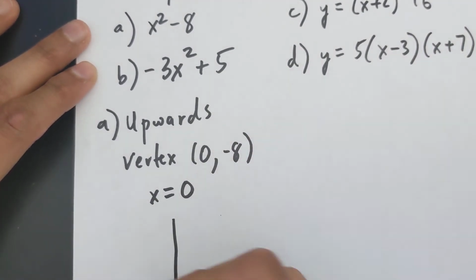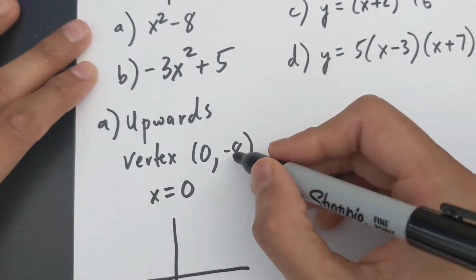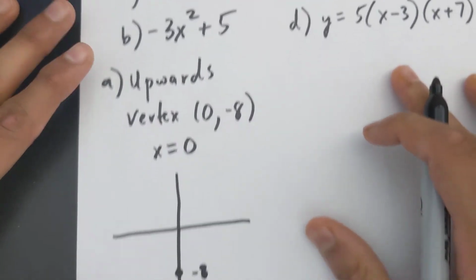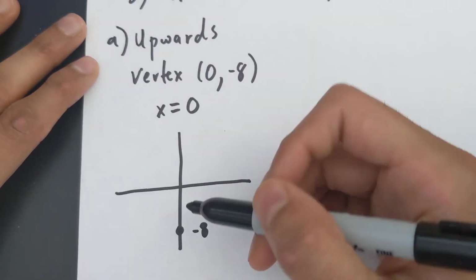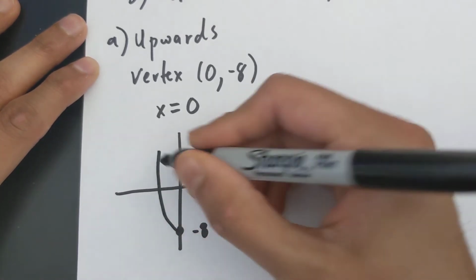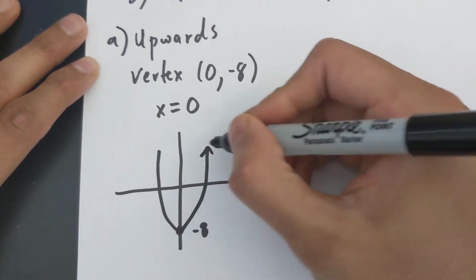So if I graph this function, my vertex is at 0, negative 8, so down there, negative 8. And I know that this one opens upwards, so it's going to look something like that.